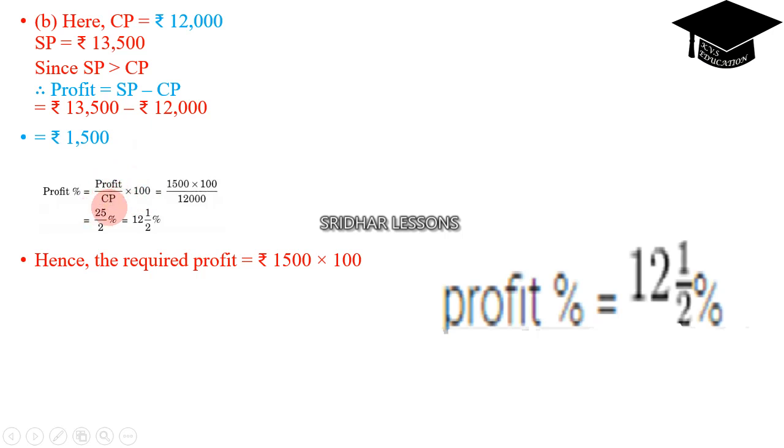How can we calculate the percentage of profit? Profit by cost price into 100. That means the profit we have got, 1,500 into 100 by cost price, which is 12,000. Upon cancellation, we have got 25 by 2%, or we can also write this as 12.5%. Therefore, the profit is 12.5%.